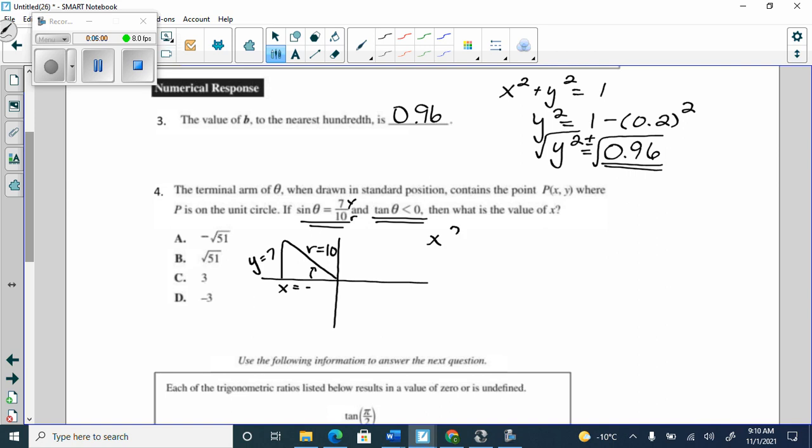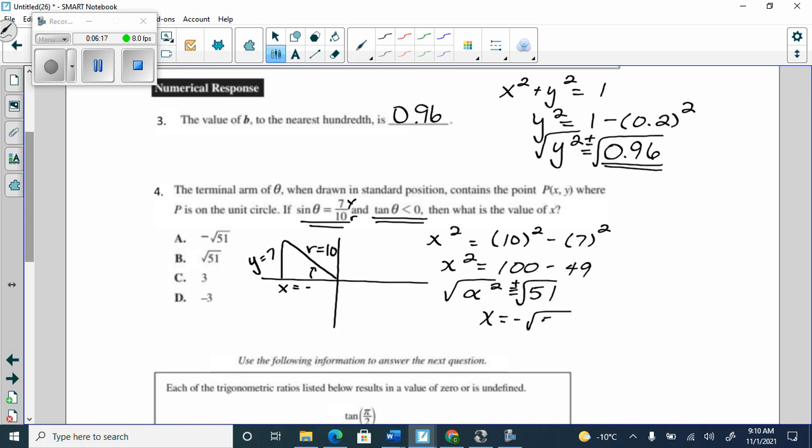So x squared equals 10 squared minus 7 squared. X squared equals 100 minus 49. X squared equals 51. Square root, and we get plus or minus, but in this case, it's going to be negative root 51 because we drew it. If you don't draw it, you're 50-50 guessing, which is not where I want to be on a test. I want to be like, yes, this is what it is, use it. So this one, they want the value of x, it's negative root 51.